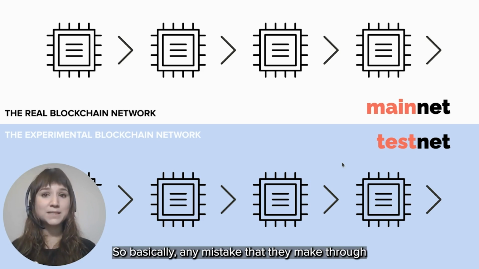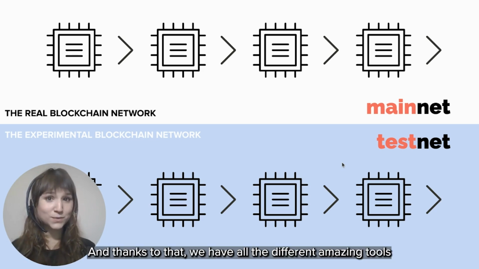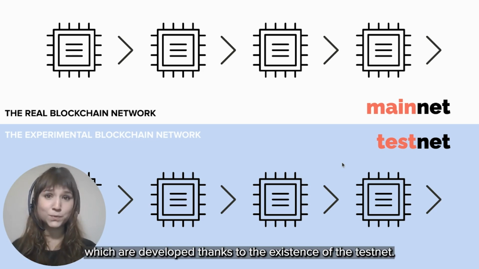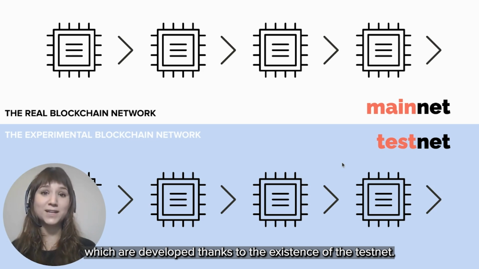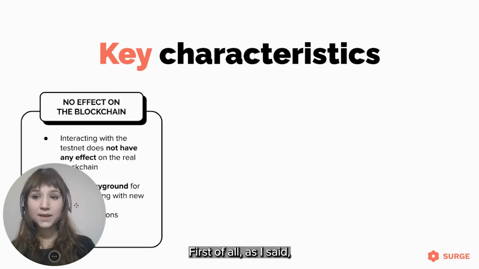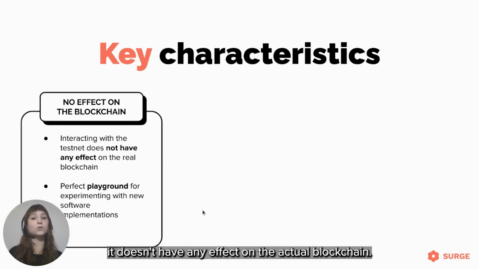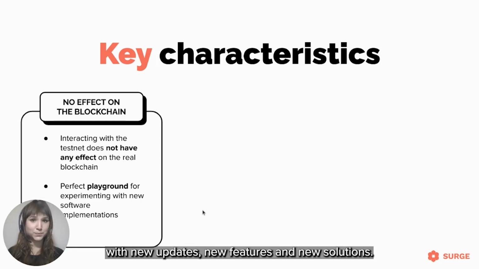So basically, any mistake that they make through this testing process will not affect the real state of the blockchain. And thanks to that, we have all the different amazing tools which are developed thanks to the existence of the testnets. As for the key characteristics, first of all, as I said, it doesn't have any effect on the actual blockchain. You can think of it as a playground for experimenting with new updates, new features, and new solutions.